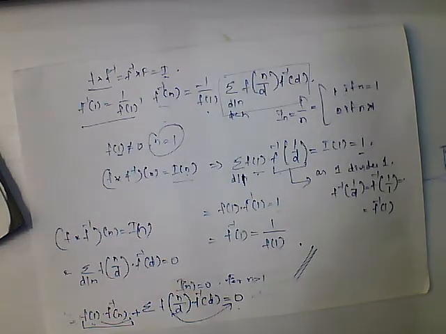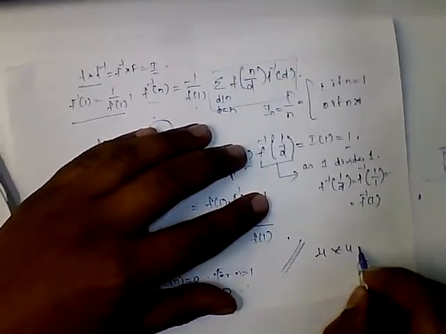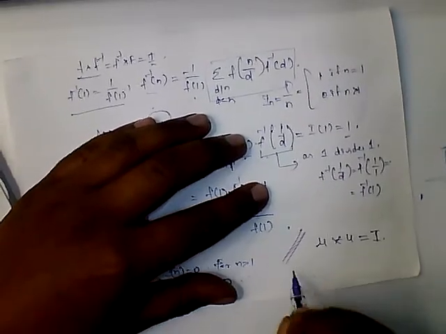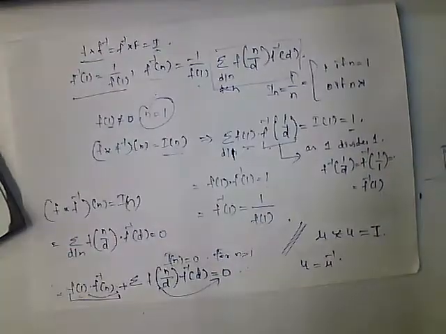Now there is another arithmetic function u, defined by u of n equal to 1, where it says that mu star u will be equal to I. There is a small proof for that, you have to keep that in mind. Basically it says that mu star u will be equal to I. So basically you can say that u equal to mu inverse. So mu inverse will be equal to u, or u inverse will be equal to mu.